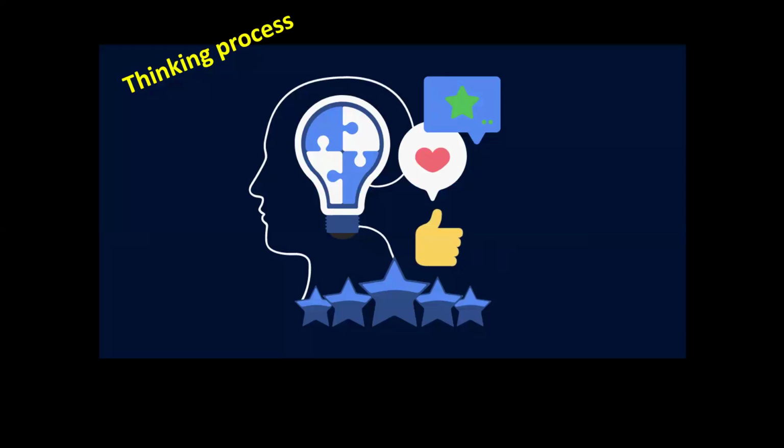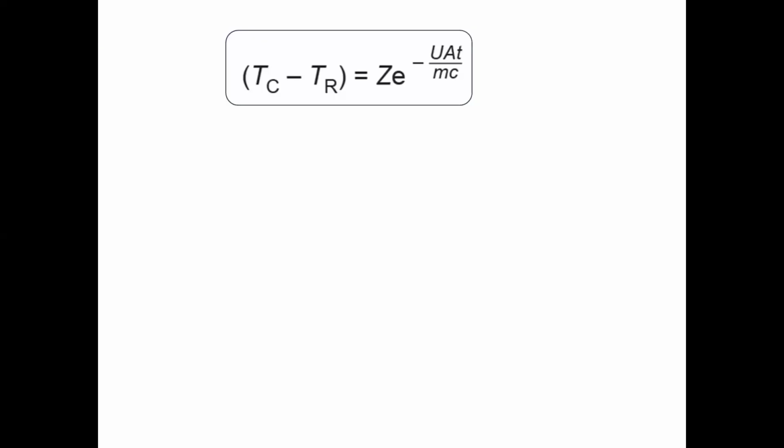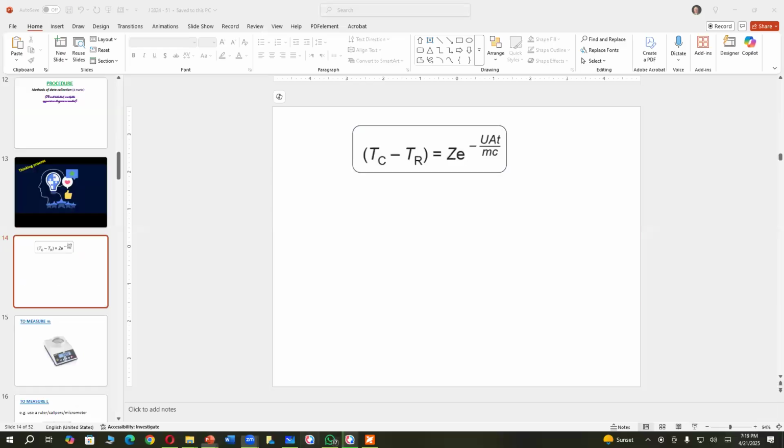Now, here comes the thinking process, the core idea. I have to start thinking, how can I get everything? So now, Tc is the temperature after some cooling. Tr is the temperature of the room. Z is a constant, U is a constant, A is the cross-sectional area, total surface area. So this is how I have to think about the question.